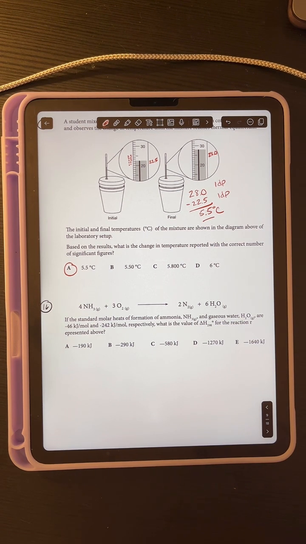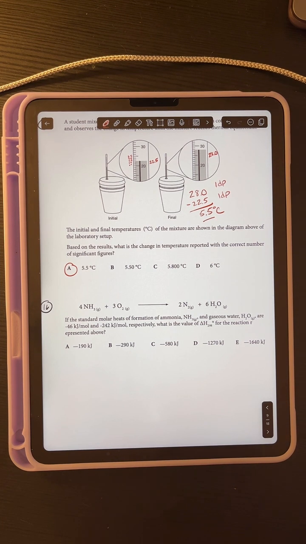So it looks like, okay, so this one's correct. All right, so where'd my pen go?